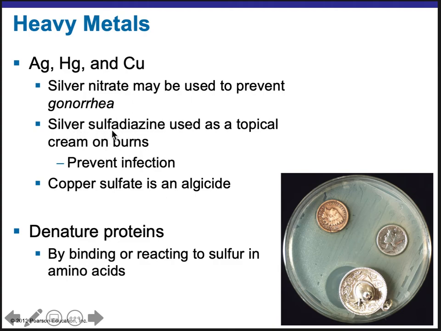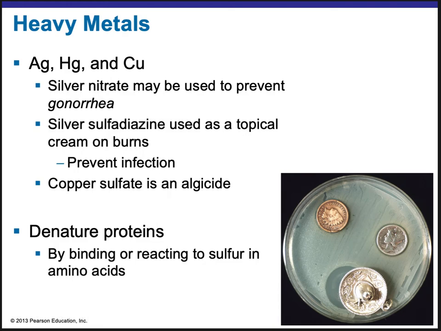We have silver that can be used as a cream for burn patients to help prevent infection. So that's still practiced today. You have that open wound, your skin barrier has been damaged, so we need to prevent infection that way. And then copper, if you've ever been around fish tanks, copper sulfate is added. It kind of tints the water a green-blue color, and it helps slow down or prevent the growth of algae.